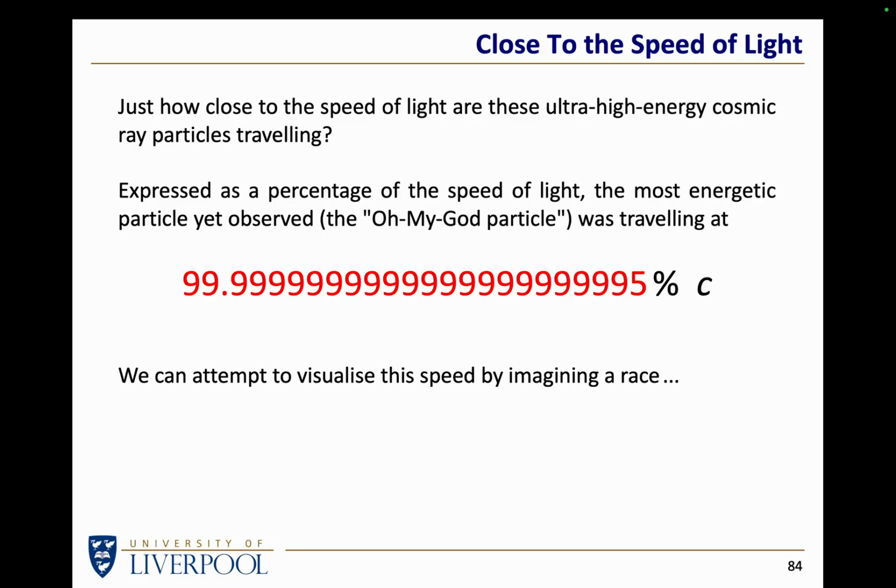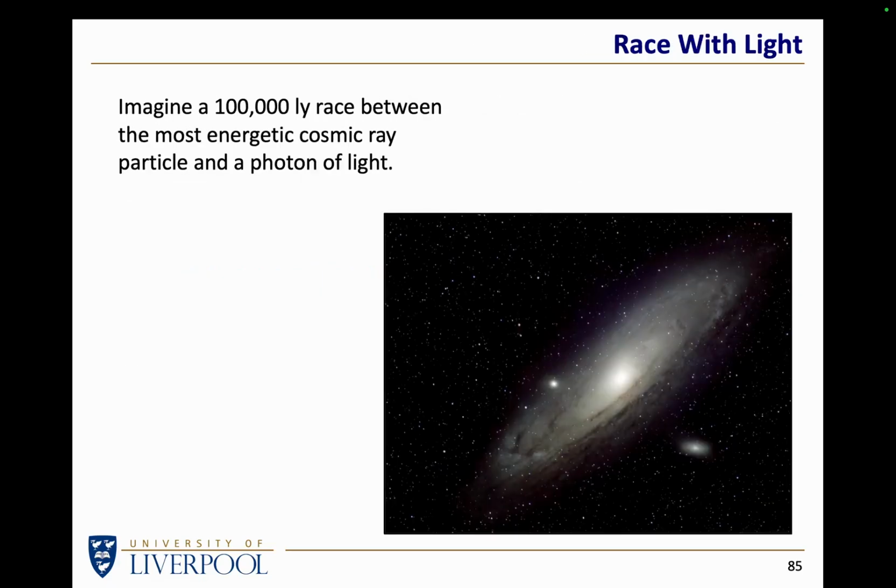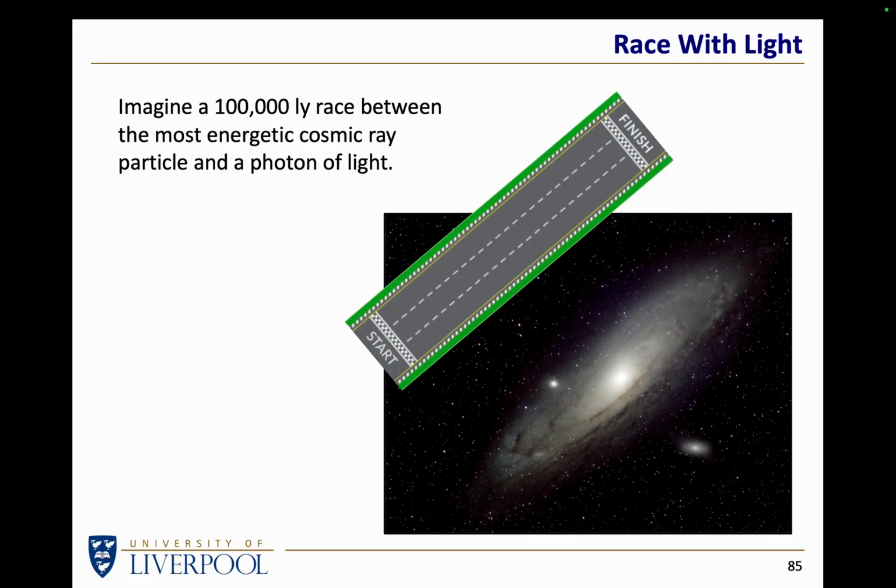We can count the number of nines, fine, but just to give you an idea of how fast that is, imagine we had the Oh-My-God particle in a race with a photon of light. Let's have a racetrack through a perfect vacuum of 100,000 light years, roughly the size of the galaxy. And we are going to have a race between a photon of light, which travels at the speed of light, of course, and one of these cosmic rays. They are going to start this 100,000 light year race at exactly the same time. We're going to allow them to race for 100,000 years until the light crosses the finishing line.